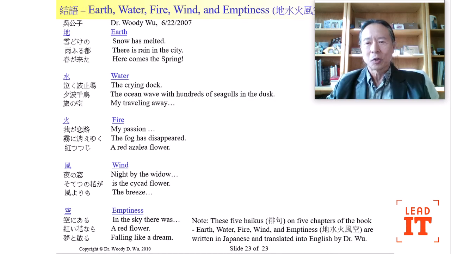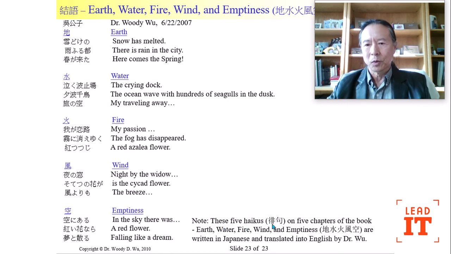Here are Dr. Woody Wu's five haikus. He used those five haikus to link back to Miyamoto Musashi's The Book of Five Rings. That's five chapters: earth, water, fire, wind, emptiness. Earth: snow has melted, there is rain in the city, here comes the spring. Water: the crying dog, the ocean wave with hundreds of seagulls in the dusk, mind traveling away. Fire: my passion, the fog has disappeared, a red azalea flower. Wind: night by the window, the crocodile flower, the breeze. Emptiness: in the sky, there was a red flower falling like a dream.